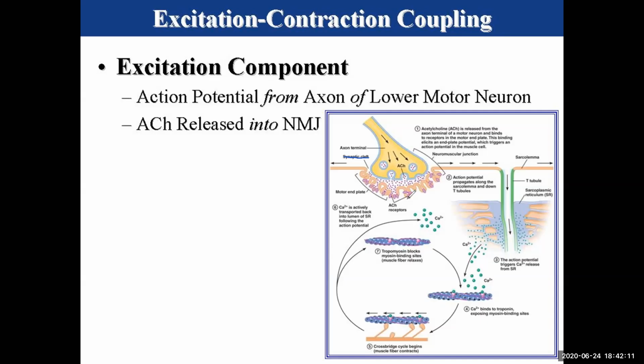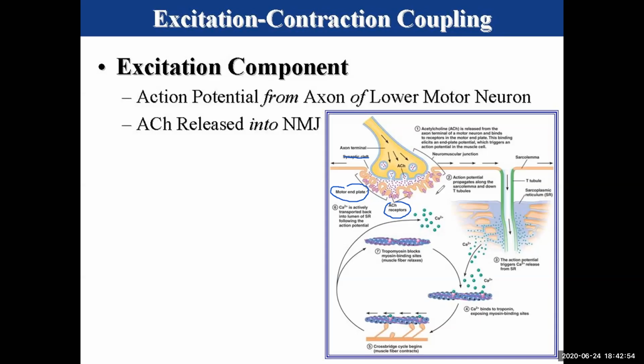And that end plate potential is always above threshold, inducing the sarcolemma to generate the action potential on the muscle side. The motor end plate should have been learned from anatomy. This motor end plate is the region on the sarcolemma that is directly on the opposite side of the axon terminal. That region has a high density of these ACH receptors. We call that the motor end plate.